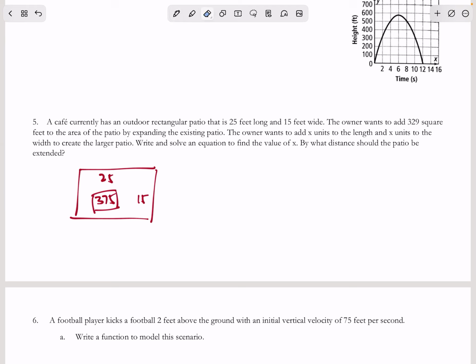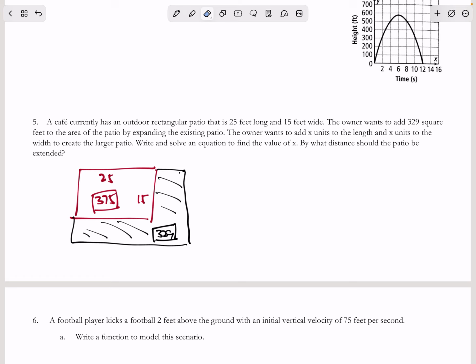Now, you can do this in a number of ways. I'm going to settle on the easiest way, after talking to some students in class about the way they did it and the way I did it. I think the easiest way to think about it is to expand it in this direction, like this. So in doing so, she wants to add 329 square feet of area to the existing patio.